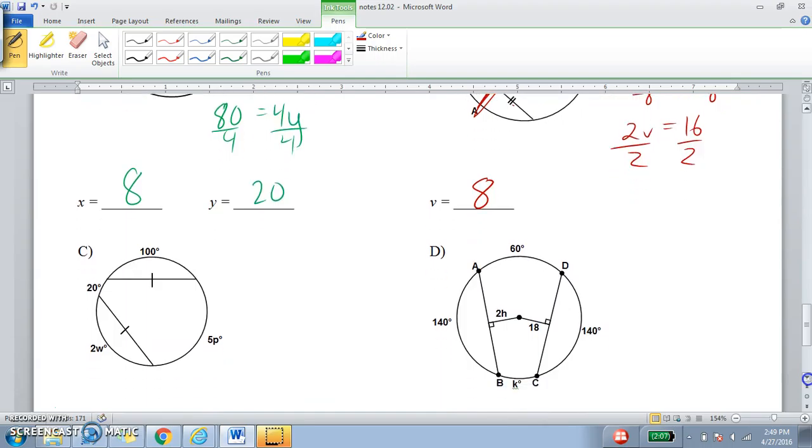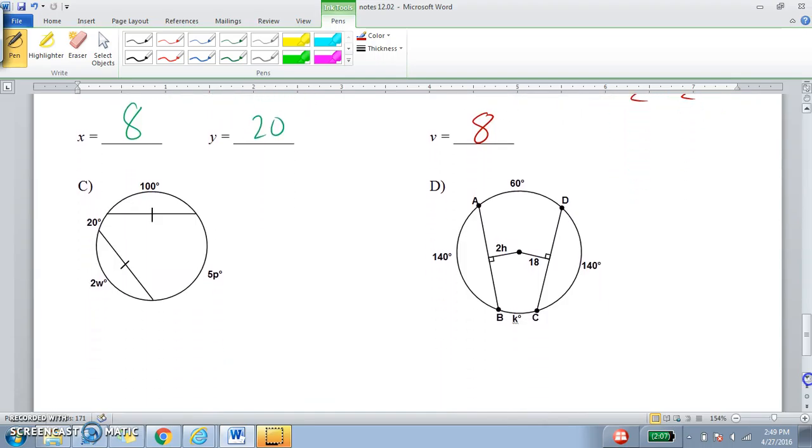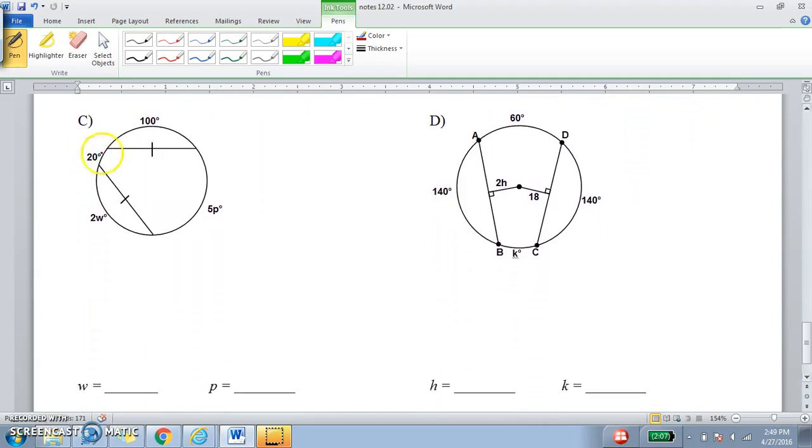All right, 2 more. Letter C. So we've got 2 congruent chords inside this circle. When we have that, we know that these arcs are the same. So we know this arc right here is 100, which means this one also has to be 100. So 2w has to equal 100, which would mean w equals 100 divided by 2, or 50. Okay, so even though w equals 50, this whole piece is still 100 degrees.